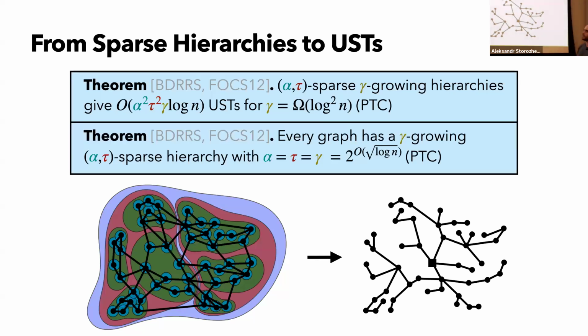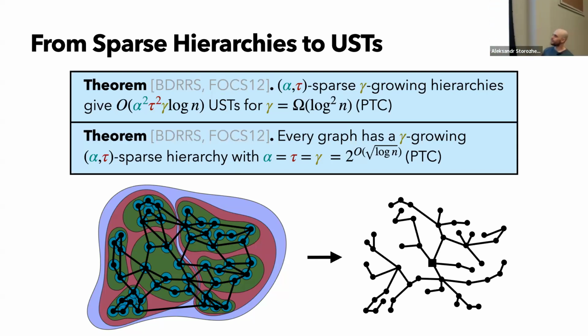Okay, so then what did this previous paper do? Well, they showed that every graph has a gamma growing alpha tau sparse hierarchy whose parameters are this Mary Poppins bound, 2 to the O of square root log n. So you just take the quality of hierarchies here, you plug them in for the parameters up top, and you get your universal Steiner trees of quality, essentially 2 to the O of square root log n. Is that clear? So Mary Poppins bounds here result in Mary Poppins bounds there.